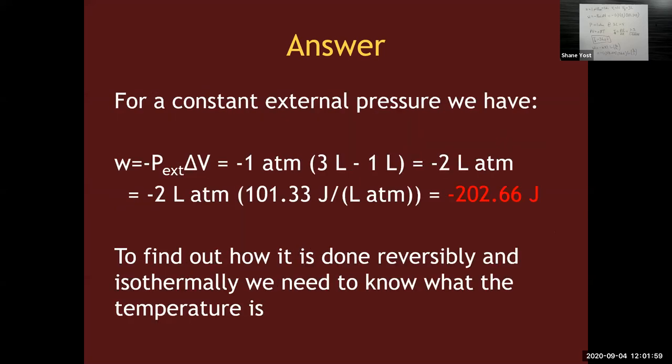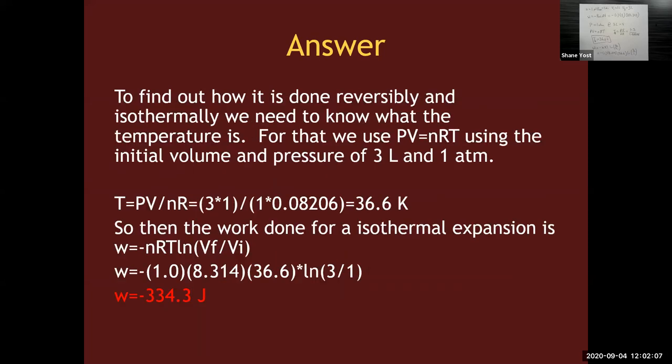Okay. Notice here that the work done irreversibly is 202 joules, versus the work done reversibly is 334 joules. And this is always going to be the case: reversible work is always greater than irreversible work. If you want to get the most work out of something, you want to do it reversibly. That's true for heat engines, for your car, or anything like that.